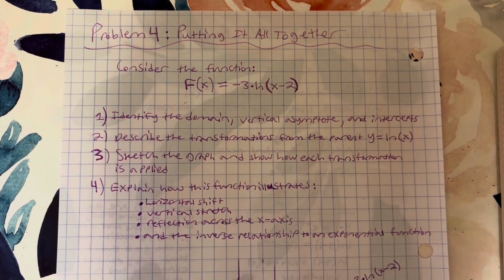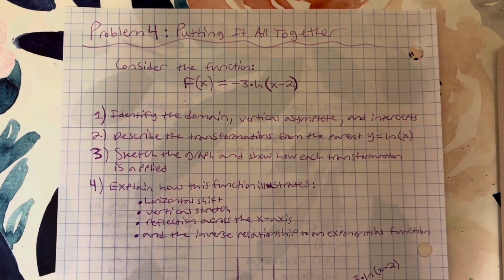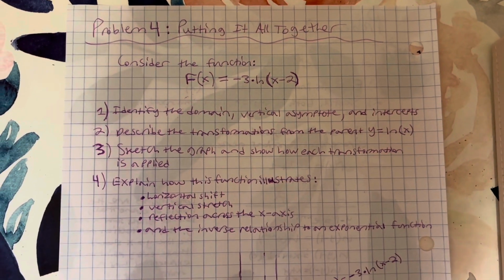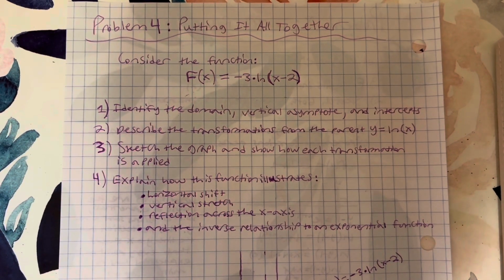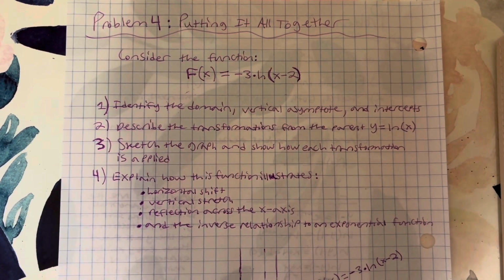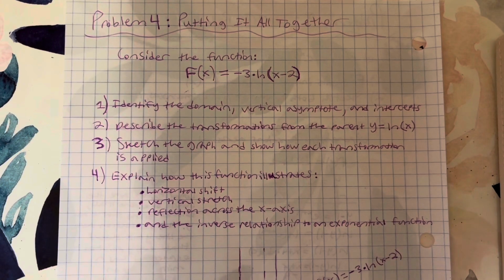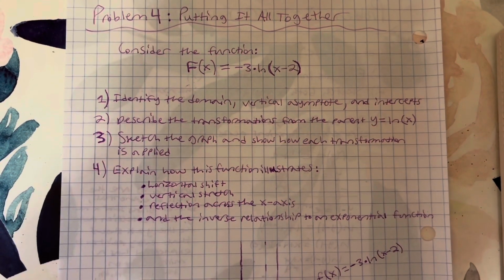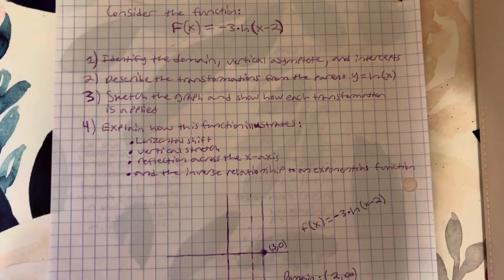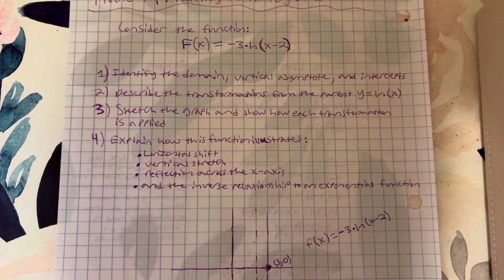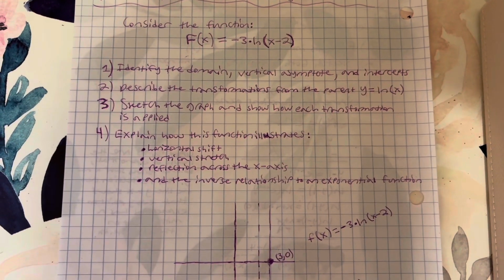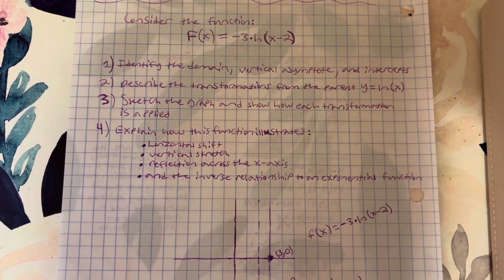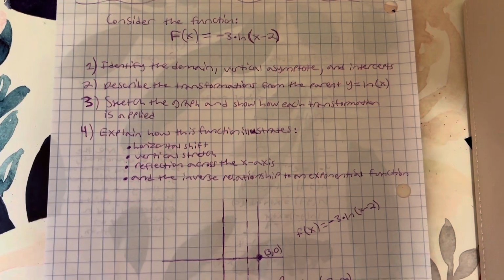So we're going to consider the function f of x equals -3 times the natural log of (x minus 2). So we're going to identify the domain, vertical asymptote, and intercepts. We're going to describe the transformations from the parent y equals natural log of x. We're going to sketch the graph and show how each transformation is applied, and we're going to explain how this function illustrates the horizontal shift, vertical stretch, reflection across the x-axis, and the inverse relationship to an exponential function.